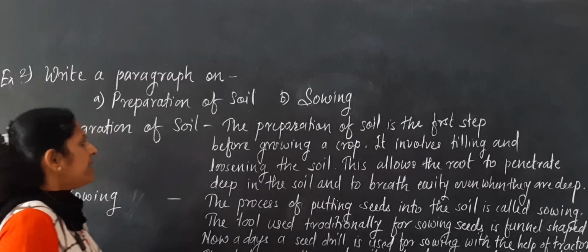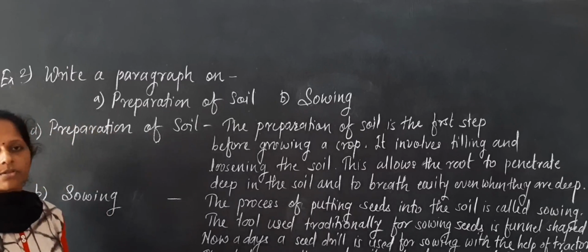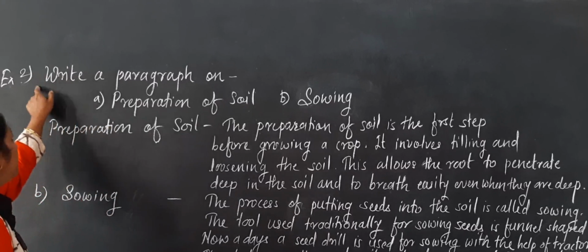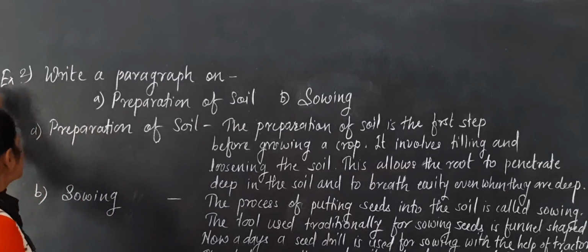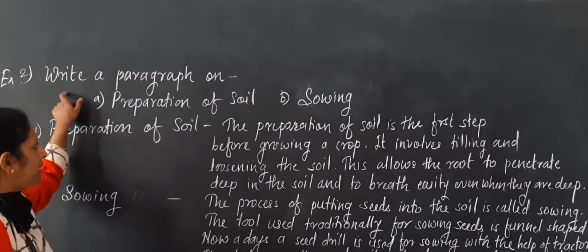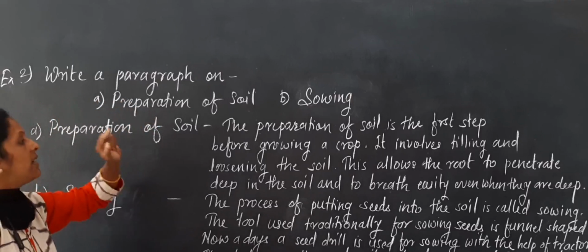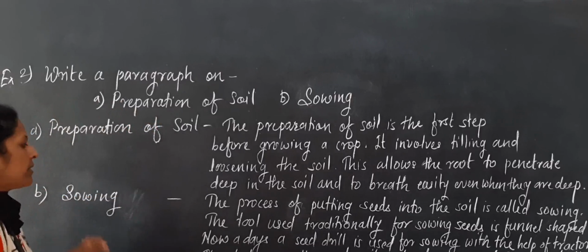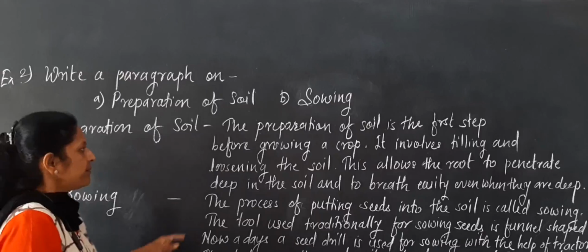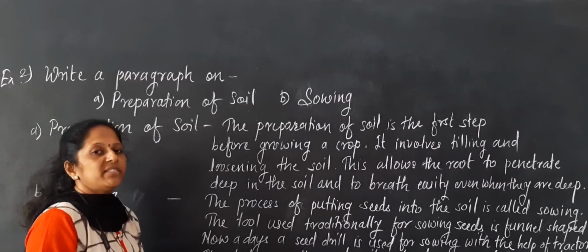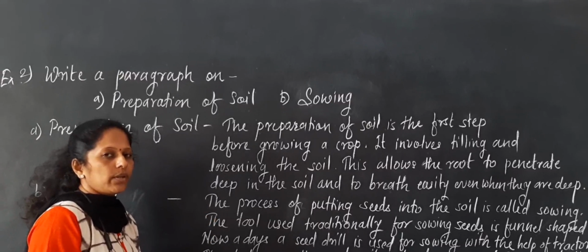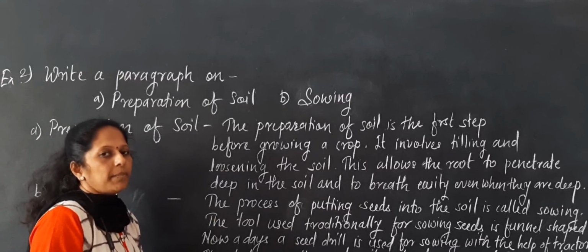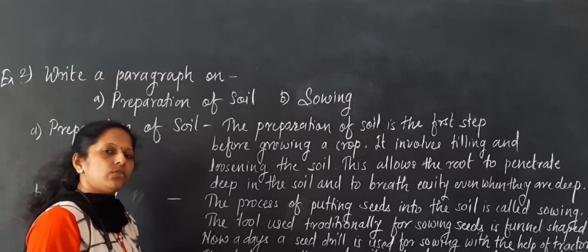Next is the second question, that is the sowing. In the fourth main question, the second part is: write a paragraph on the preparation of soil, and the second one is the sowing. So what is the sowing? Here, about the sowing, how it helps in the growing of crops in the field for the farmer, about that we should write.